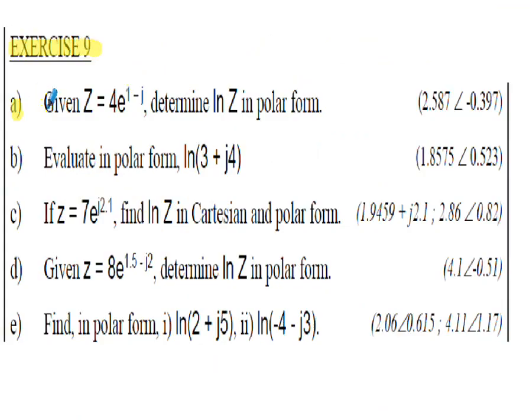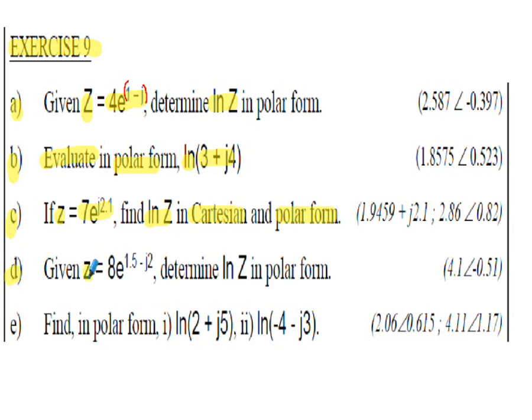Exercise 9, part A, we're given complex number z in exponential format, 4e to the 1 minus j. If it helps you, you can think of brackets around the exponent here. We've got to determine ln z in polar form. In part B, we've got to evaluate in polar form ln of the complex number 3 plus j4. Part C, we're given z is equal to 7e to the j 2.1, that's exponential form of a complex number. We've got to find ln z in both the Cartesian and in polar form.